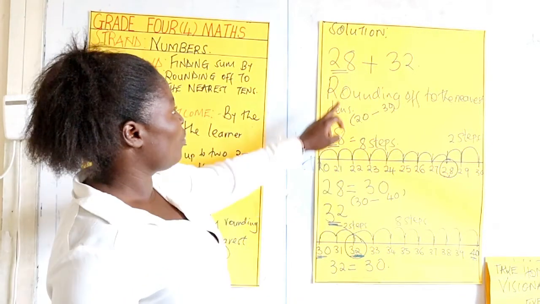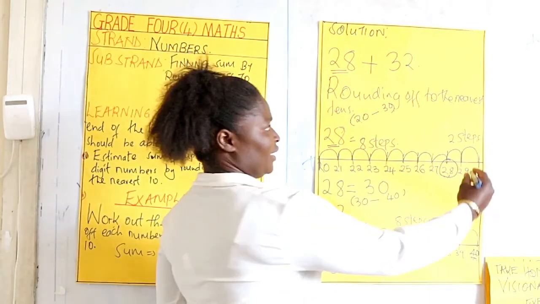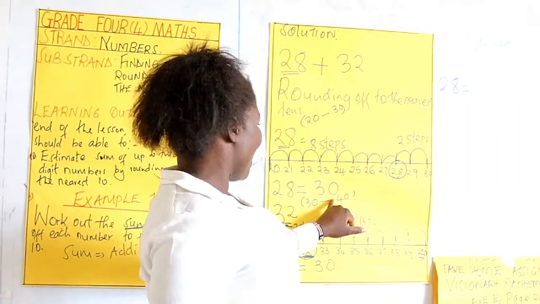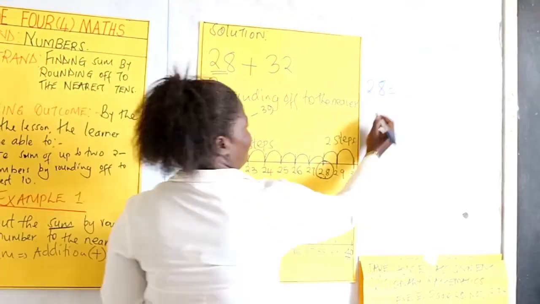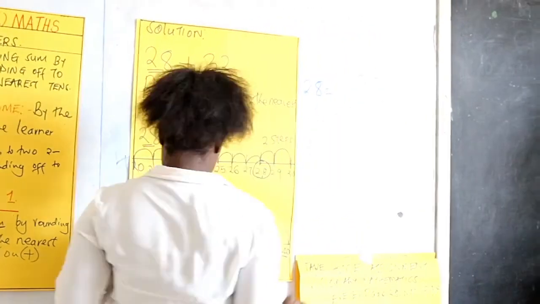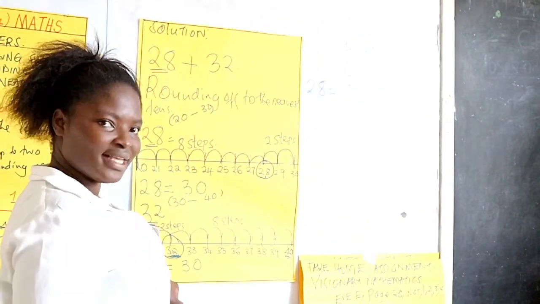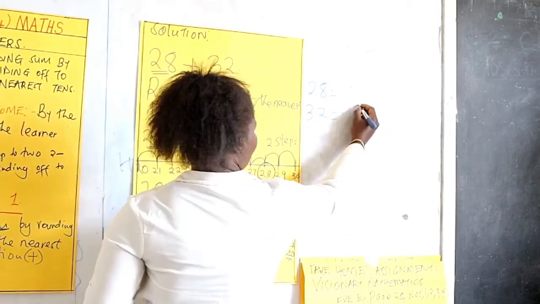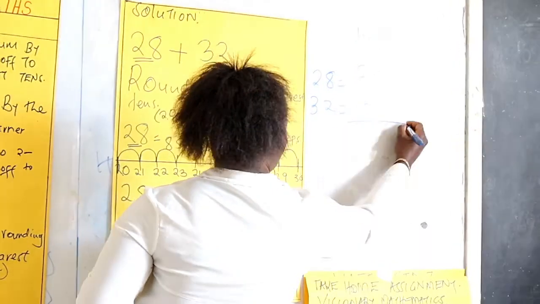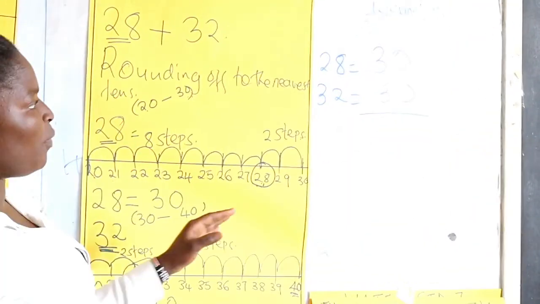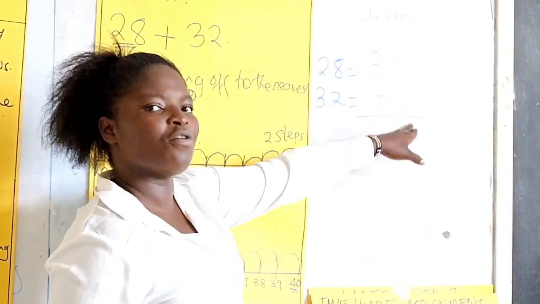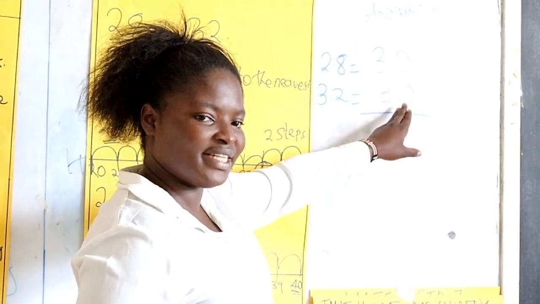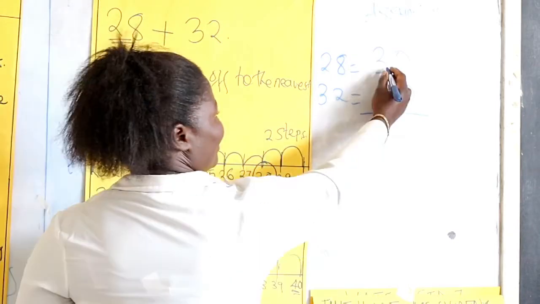So when we rounded off 28, our answer was 30. And when we rounded off 32 to the nearest tens, we got 30 also as our answer. Now, we are supposed to find the sum of the rounded off numbers, which is 30 and 30. So can we add 30 plus 30?